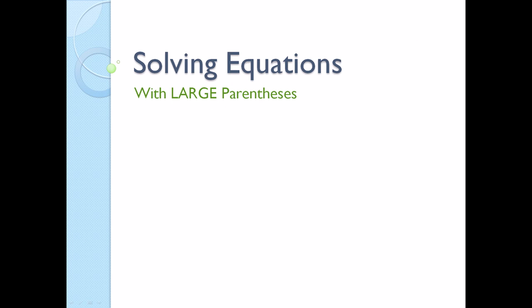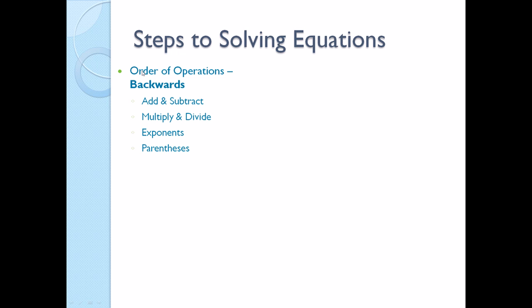All right, so we're going to be solving equations with really large parentheses. They look terrible, but really you're just going to follow the simple steps of doing order of operations backwards. And I already wrote it backwards for you, so hey, not bad. So we're going to look for ways to solve the equation, and we'll look to get rid of adding and subtracting first, then multiplying and dividing, exponents, and parentheses. We're going to work backwards.